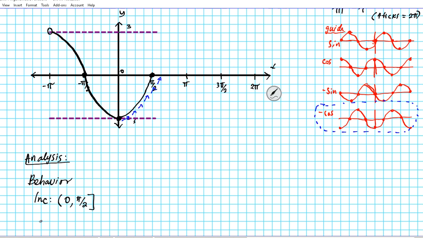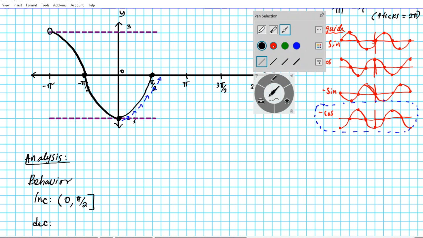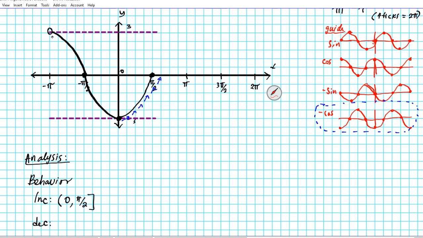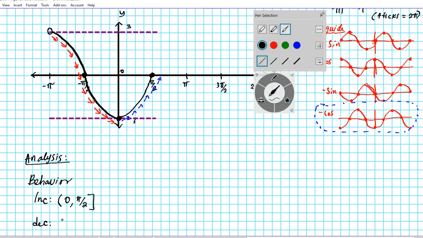Now where is it decreasing? The function is decreasing on the interval of the graph where the graph is going down from left to right. So do you see where the graph is going down from left to right? Yes, from pi over 2 all the way to 0. Alright, so let's indicate that. So the graph is going down, down, down, down. It's decreasing from left to right all the way to 0. Okay? So our interval where the graph is decreasing is from negative pi all the way to 0.